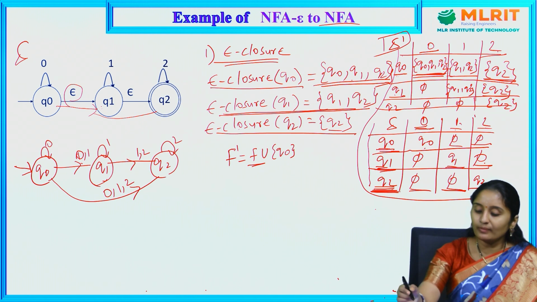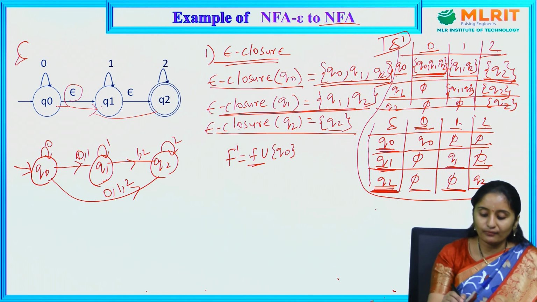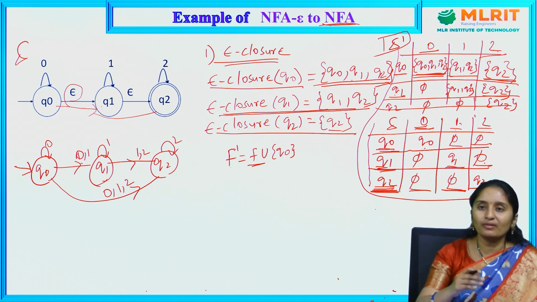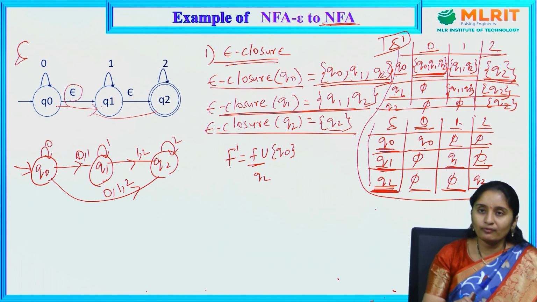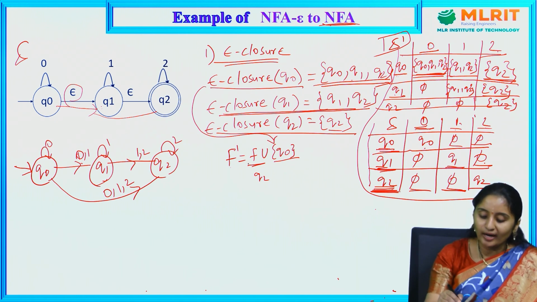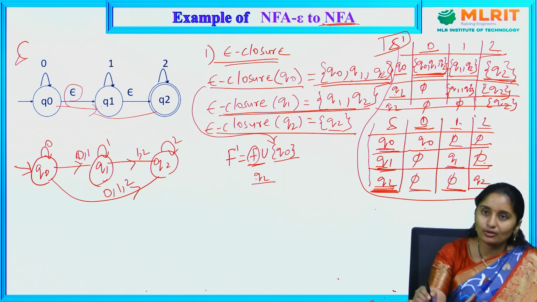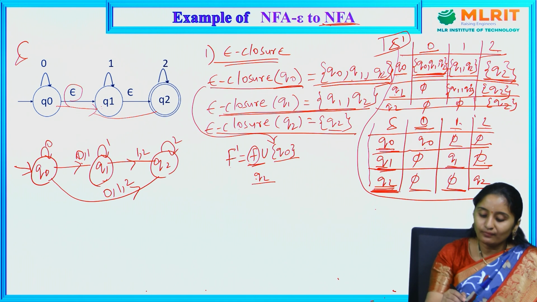What is F from my NFA with epsilon diagram? F is pointing to the final state. F dash is nothing but the final state for the NFA diagram. We are moving from one to another, that's why delta to delta dash, F to F dash. F is the final state Q2 in my NFA with epsilon. If I find Q2 as the final state in the epsilon closure of Q0, then both the states are final.